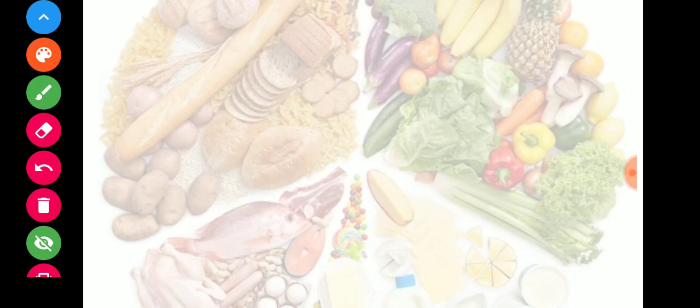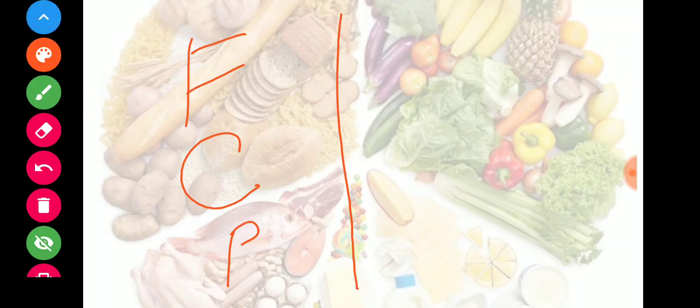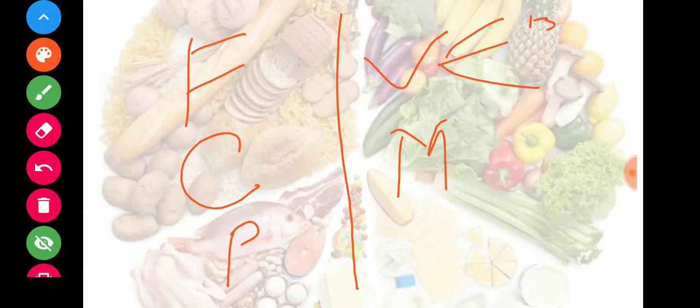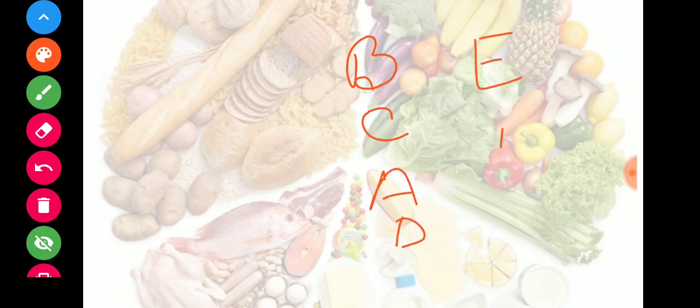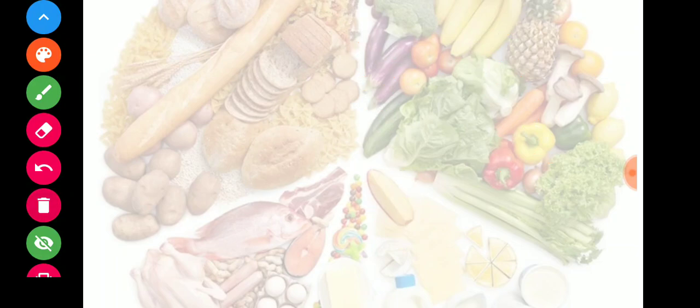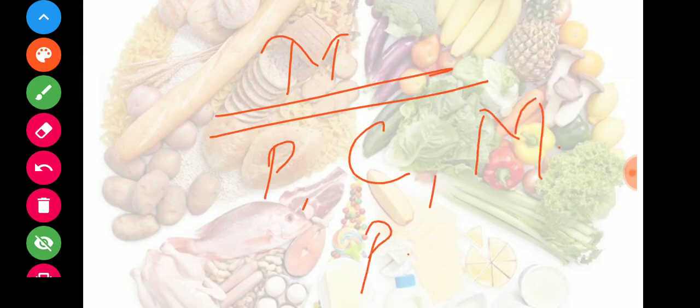Macronutrients are fats, carbohydrates and proteins, as well as micronutrients are vitamins and minerals. We have studied the different vitamins like B, C, A, D, E, K. Also, we have seen how important minerals are, like potassium, cobalt, magnesium, phosphorus, etc.